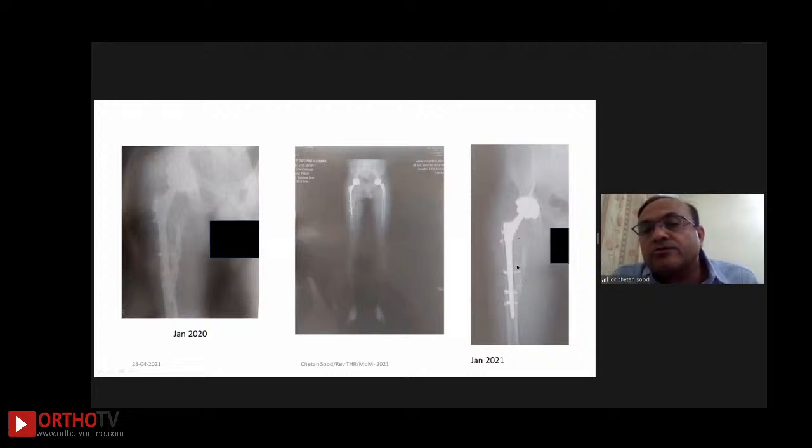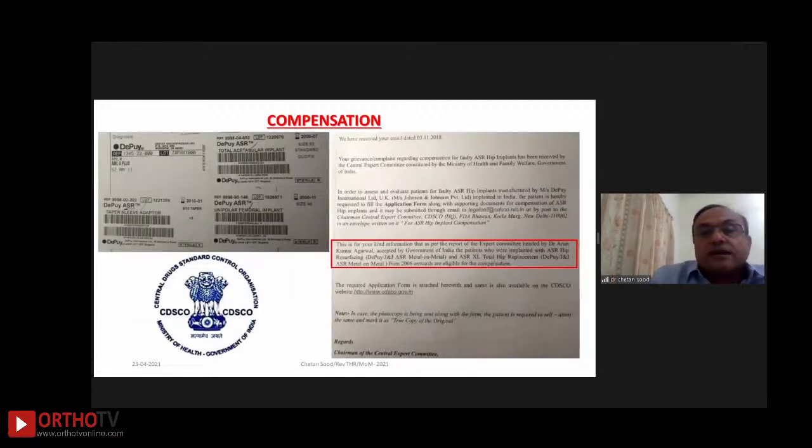So we have a continuous bone bridge on the medial side, where he had the maximum loss. The other thing was that definitely he was compensated well. I had to do a lot of communication with the company, and he got a fair amount of compensation for his problem because he had two things to it.